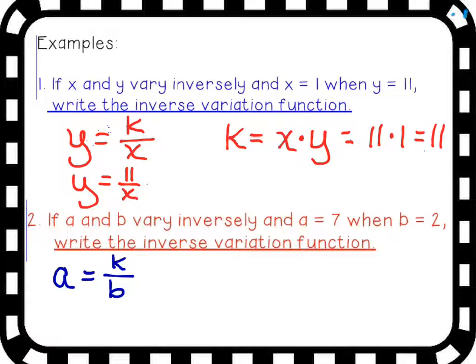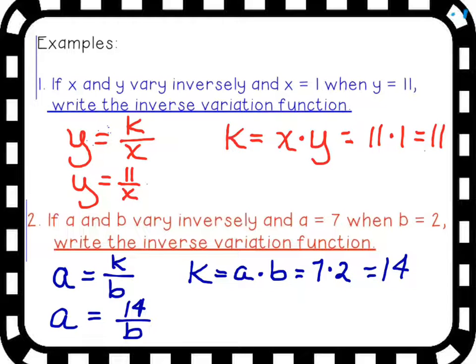The only difference is that we're not using x and y. I want you to get kind of used to that. This is always your y variable. In this case, it really doesn't matter because the order of multiplying doesn't matter, whereas the order of a ratio or a division problem does matter. So in this case, the value of k is going to be a times b, which is 14, and you just plug that 14 back into your equation.